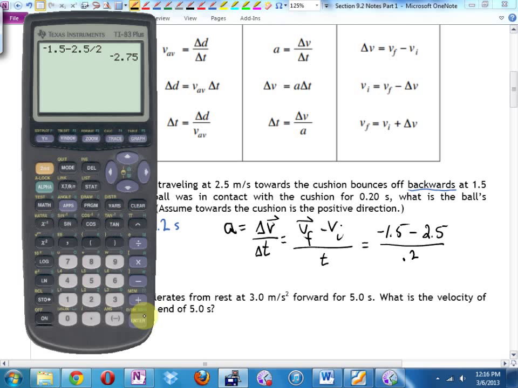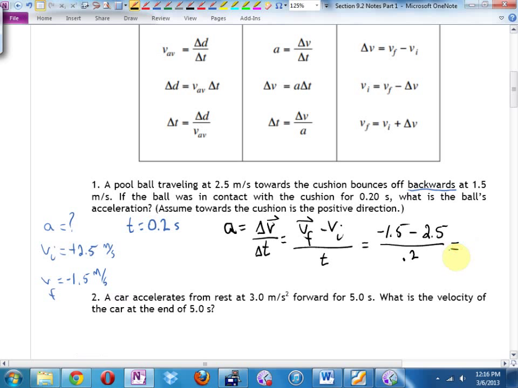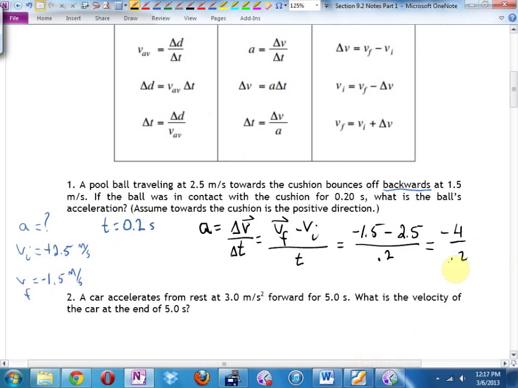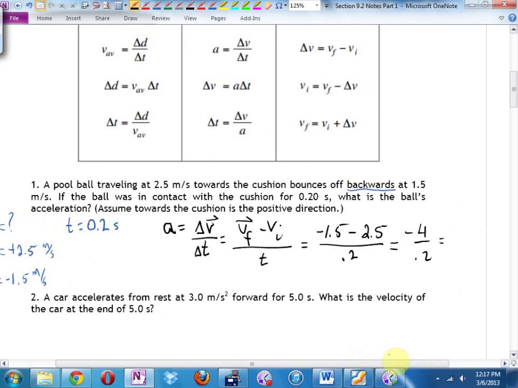So you have two options. You can either go, if you're a math nerd, bracket negative 1.5 minus 2.5, close bracket, divided by 0.2. By the way, I typed a 2 up here. I should have typed a 0.2. You can do it that way. Or you can do the entire top on your calculator. You can go, hey, what is negative 1.5 minus 2.5? Sorry? Negative 4 over 0.2. You can do that. What is negative 4 divided by 0.2?